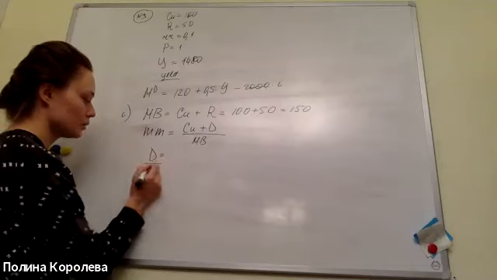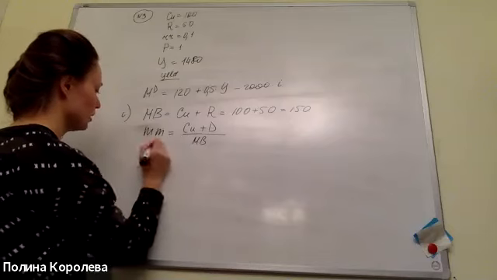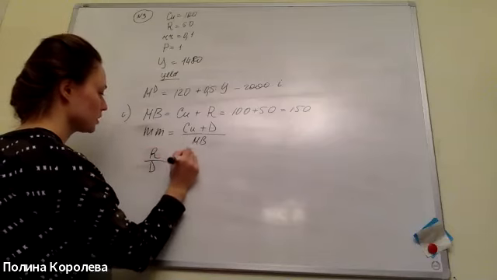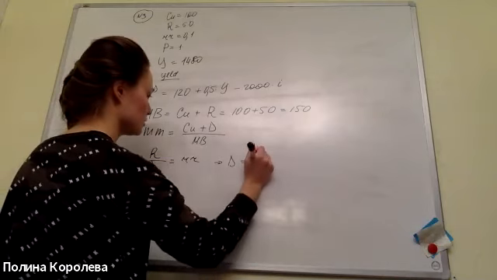We have to divide the reserves by the ratio. Yes, because reserves over deposits is our required reserve ratio. So to find deposits, we should divide R by RR, and it should be 50 divided by 0.1. Oh yes, and it should be 500.